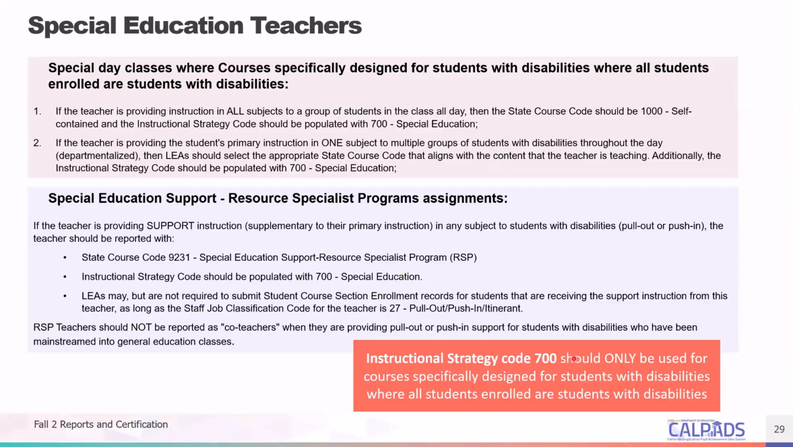So another important thing is for all of your courses, any class should only be reported with an instructional code of 700 if and only if that class is specific to special ed, meaning all students are special education students or students with disabilities. So it's important that you only flag a course as 700 if it is intended to cater to students with disabilities.